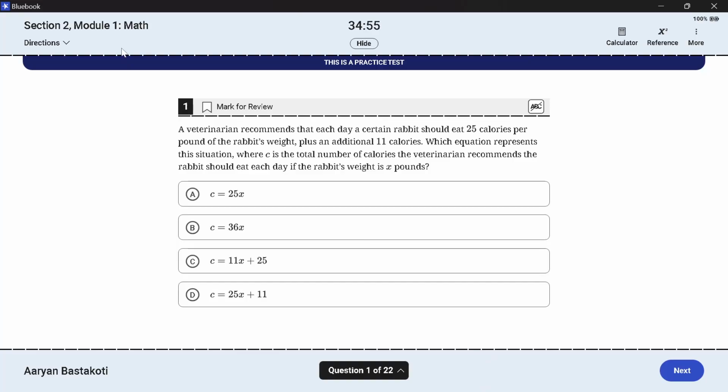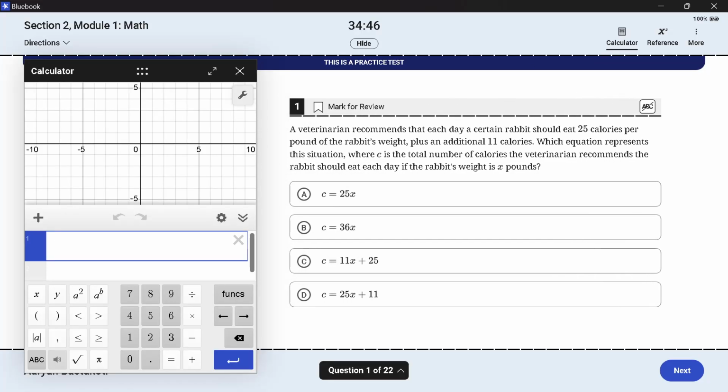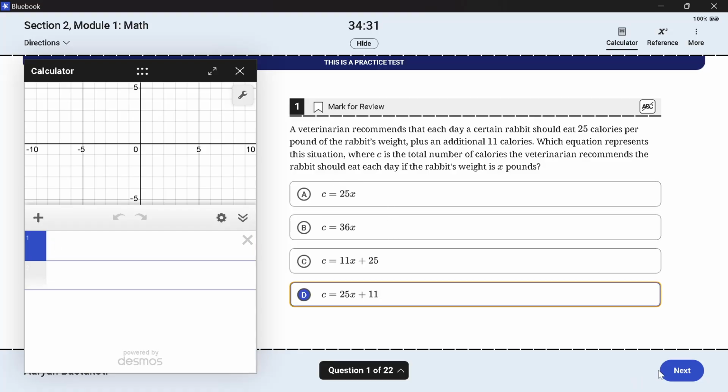A veterinarian recommends that each day a certain rabbit should eat 25 calories per pound of the rabbit's weight, plus an additional 11 calories. Which equation represents this situation, where C is the total number of calories the veterinarian recommends? Okay, C is the total number of calories. So it should eat about 25 per pound of body weight plus 11 calories. This is the right answer.